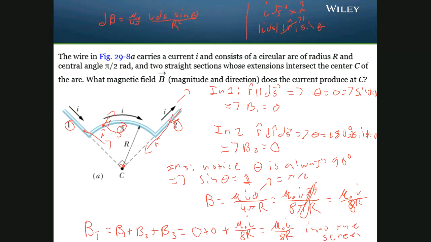That's my right hand. So now I close my hand around the way it's curling, and I stick my thumb out. You see how my thumb goes into the paper? That's how we apply the right hand rule. Okay, does that make a little more sense?